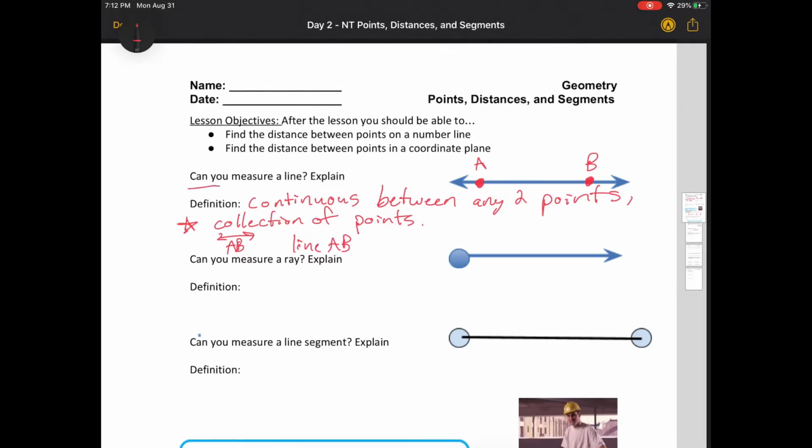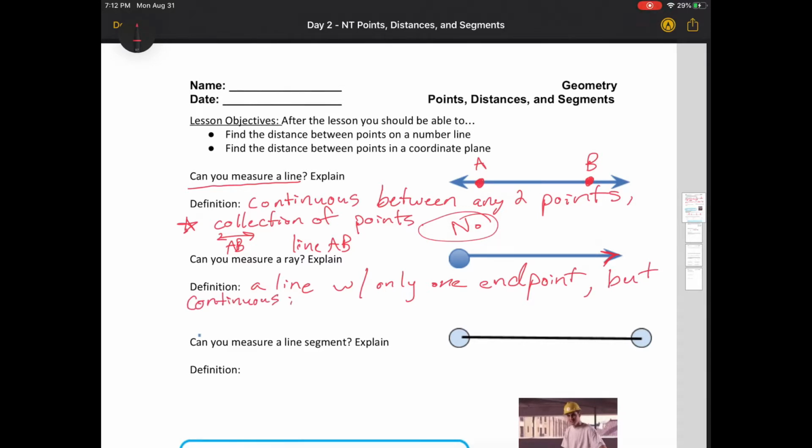So up here it asks, can you measure a line? Like I just said, you cannot measure this because it is infinite in both directions. So there's no ending. There's nothing that can measure that. So the answer would be no to that. Now, a ray. What is a ray? Again, a ray is a line with only one endpoint. But as you can see up here, we still have that arrow here, so it is continuous in one direction.